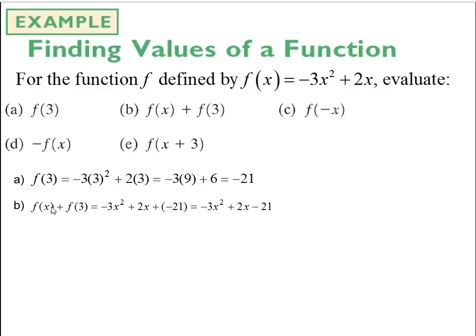Now letter B says find f of x plus f of 3. So basically I'm going to take the original function f of x, which was negative 3x squared plus 2x, and then add f of 3. I already plugged 3 in for letter A, so I know that f at 3 is negative 21. So I have the f at x plus the f at 3, and then I just simplify. There's no like terms for me to really add here. So I got negative 3x squared plus 2x minus 21 as my final result.